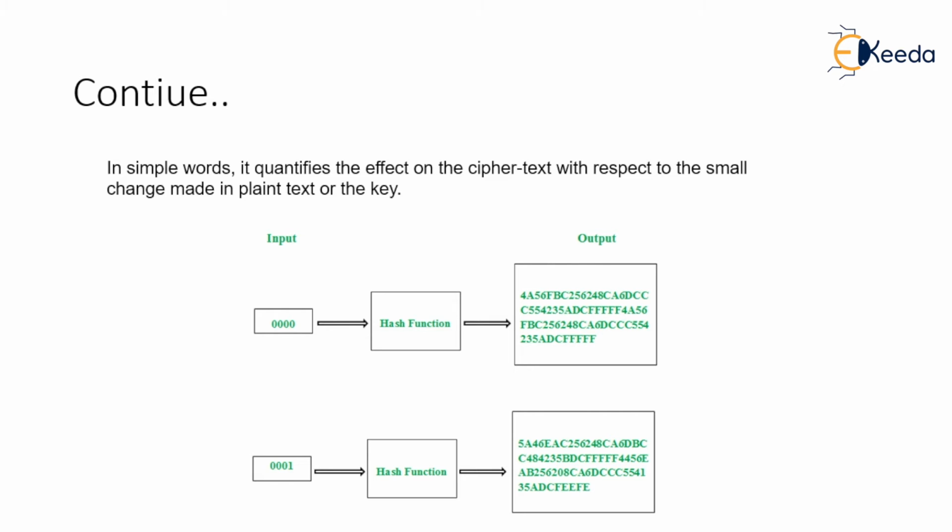Guys, just note one point. One thing is very clear: in this avalanche effect, we don't have to do many changes to the plain text or the key. We only have to do a single bit change, or a simple change in the key or the plain text, which will give you a significant change in the ciphertext. This enhances the security of your ciphertext, and also makes it very difficult for the attacker or the intruder to get the ciphertext or get an idea of it.